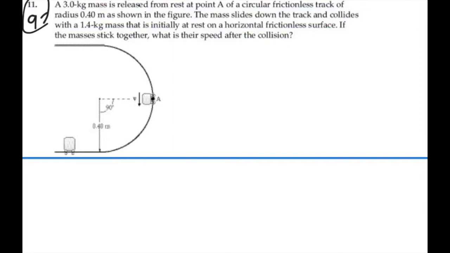So this is really two problems in one. We have conservation of energy from point A to point B, and then we're going to have the collision where we'll have conservation of momentum. Our mass 1 is 3 kilograms. Our mass 2 is 1.4 kilograms.